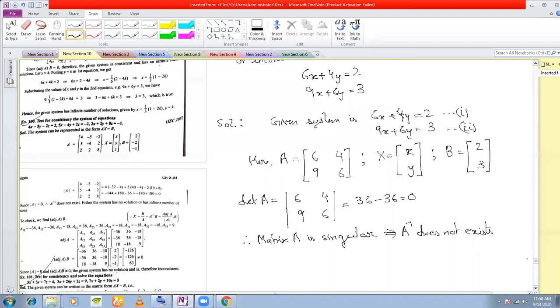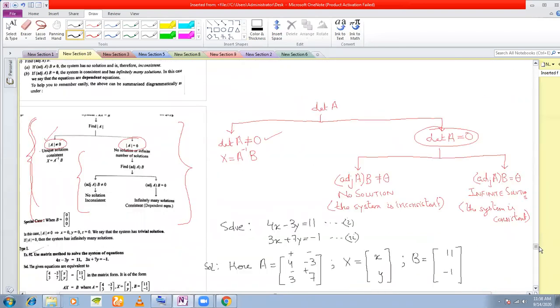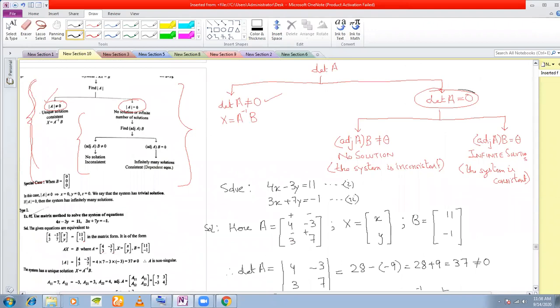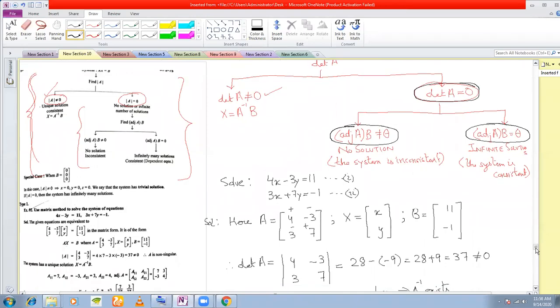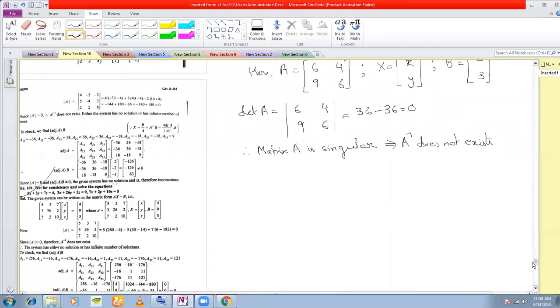So what we do, according to this chart, when we get det A equal to 0: we find the adjoint of A and multiply it with B to check whether it is a null matrix or a non-null matrix. So the next step is we find the adjoint of A.